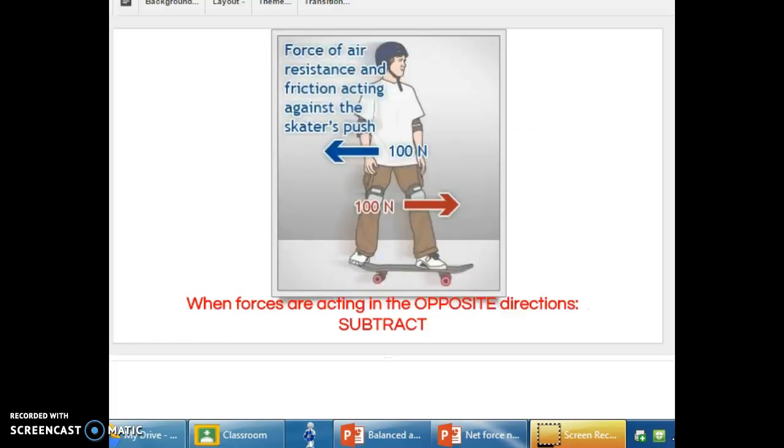Okay, so here you have the force of the skateboarder, 100 newtons to the left, and that is the air resistance, and 100 newtons to the right, that's the skater's push. Those forces are opposite directions, and so you subtract. 100 minus 100 is 0, so it is balanced. Okay, let's go to another one.